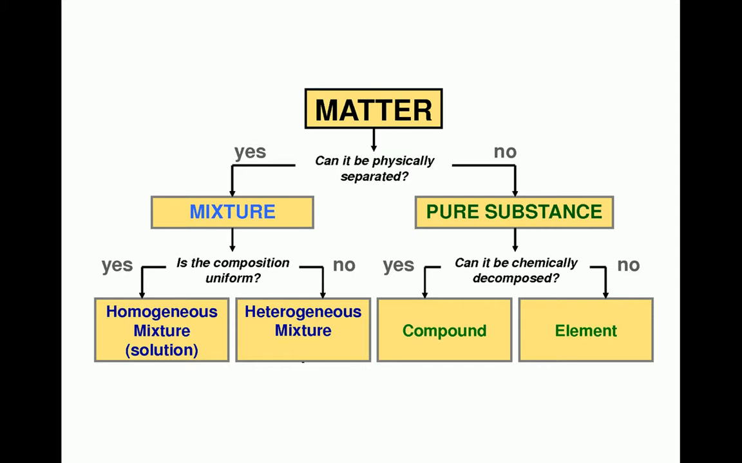Now, if our sample of matter cannot be separated into multiple components by a physical process, then we don't have a mixture, we have a pure substance. And then we have to ask ourselves, can it be chemically decomposed into different atom types? And if the answer is no, then we have an element, and an element cannot be chemically decomposed into different atom types because there's only one atom type present. However, if we can chemically decompose our pure substance into multiple atom types, then we must have a compound.